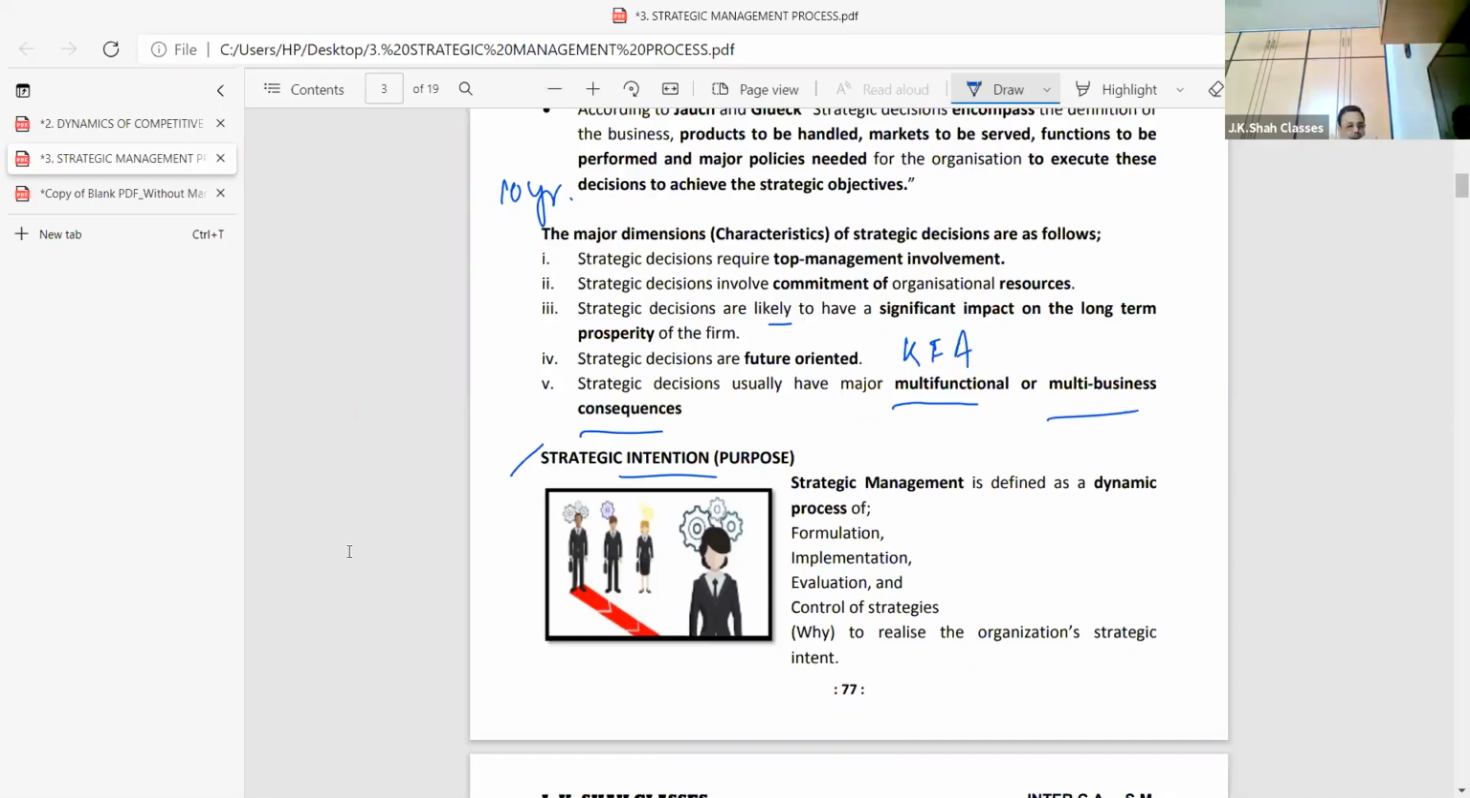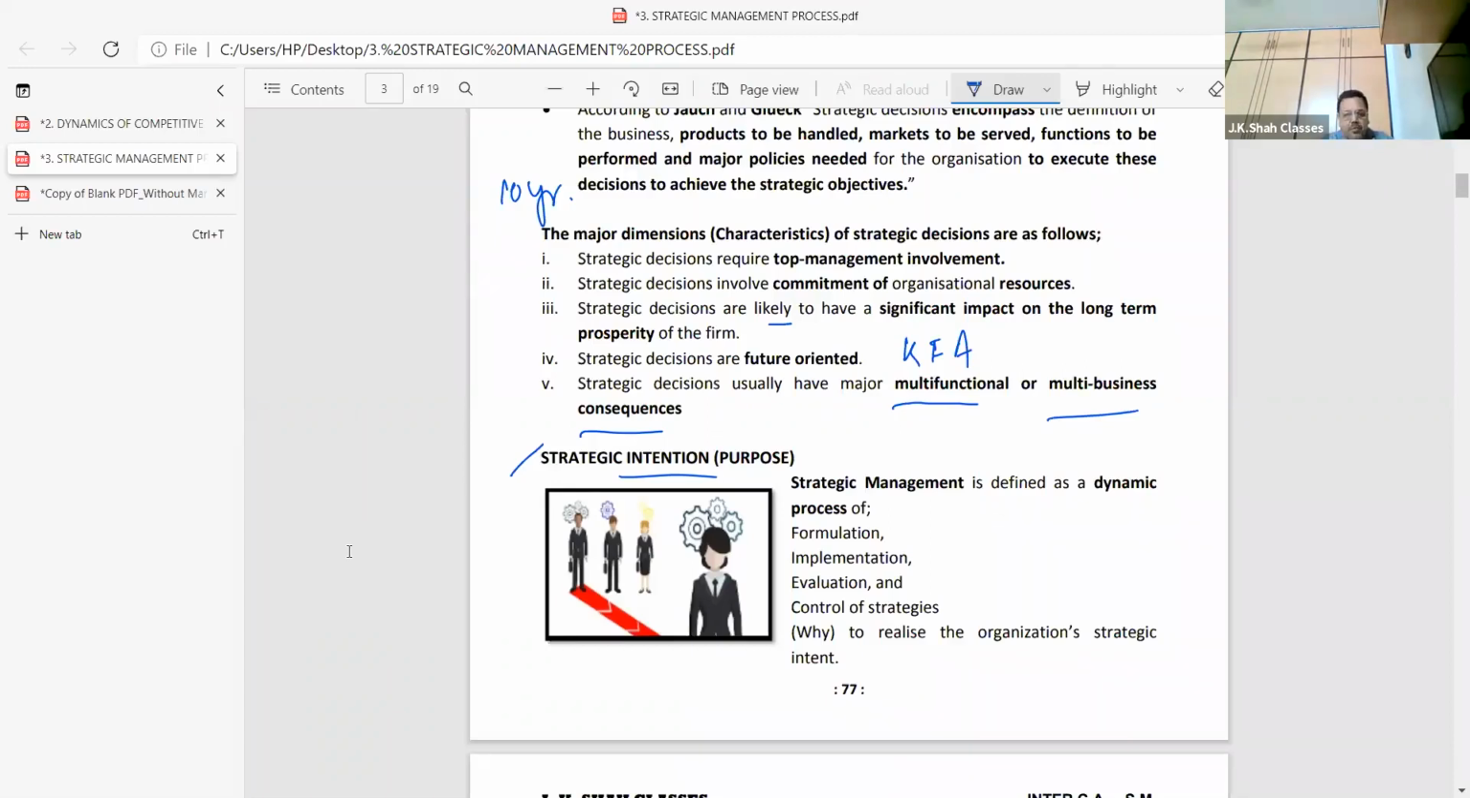Mission, where am I now? What am I doing? What is the reason for my existence? Vision, where I want to go, where I want to reach, what is my destination. So corporate level intentions can be expressed as what? Come on, vision and mission. Then beta, business level is looking after the business. What are his intentions? Business definition and business model.